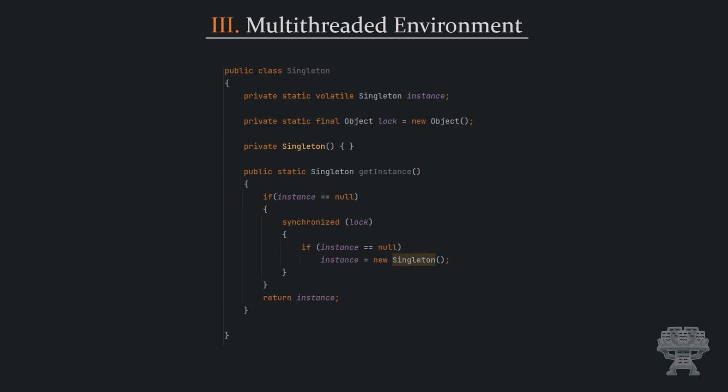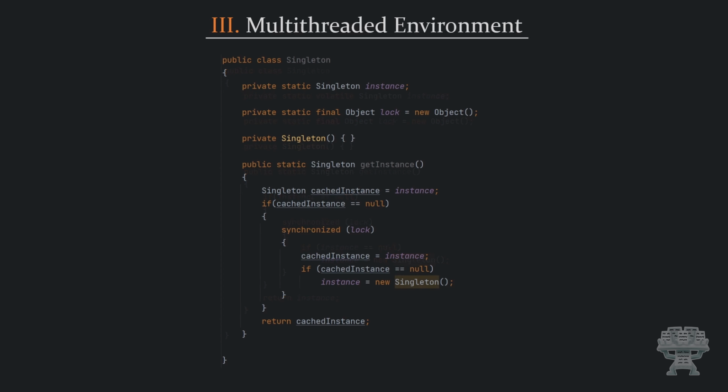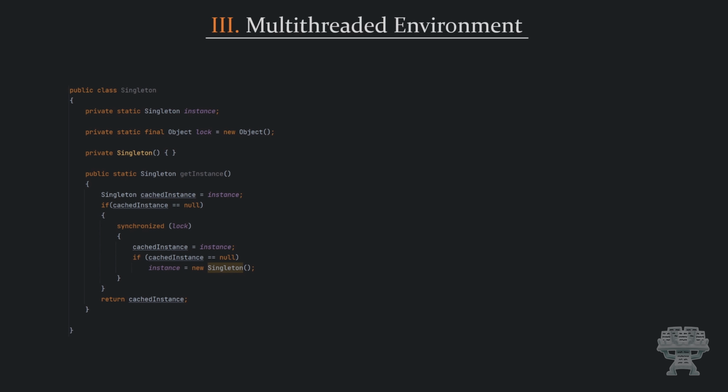Talking about performance, there is another trick we can use to make the method faster. Since our instance is volatile, caching it in a local variable would also give us a performance boost. This way of achieving thread safety is called the double checking method.